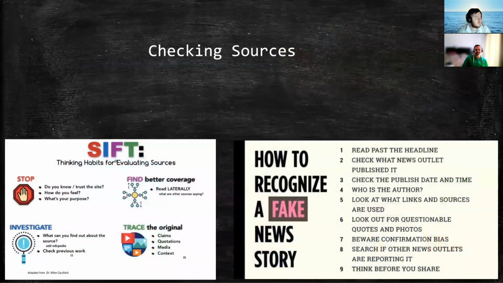So then we went into checking for sources. So these are some acronyms that might help you. We'll have these slides uploaded to your online learning area, so you can have a look through the SIFT. We didn't specifically go through this acronym, but it's a good one to have a look at. And these are just some of the things we went through, like making sure that the sources are proper, looking out for questionable photographs, confirmation bias, like we said, searching for news outlets, and thinking about who is the author of the actual source of information when you're looking at it.